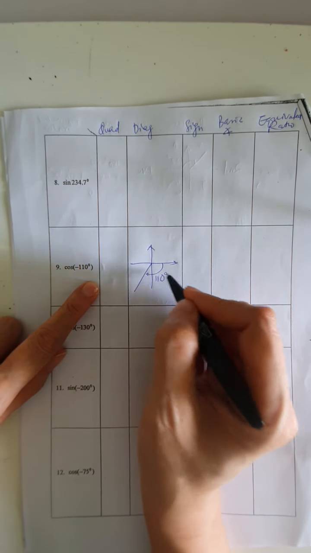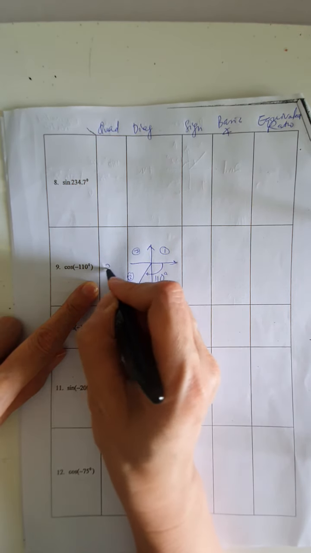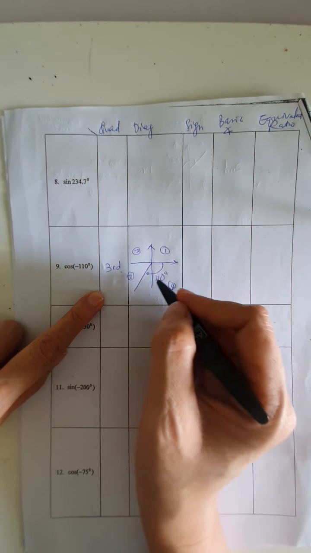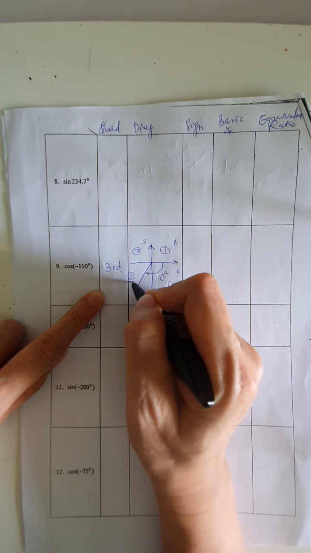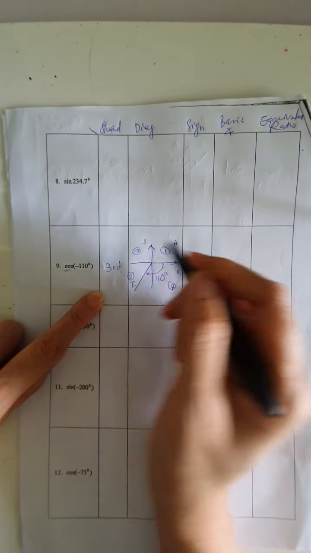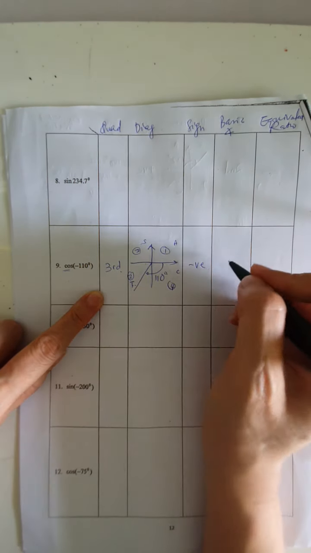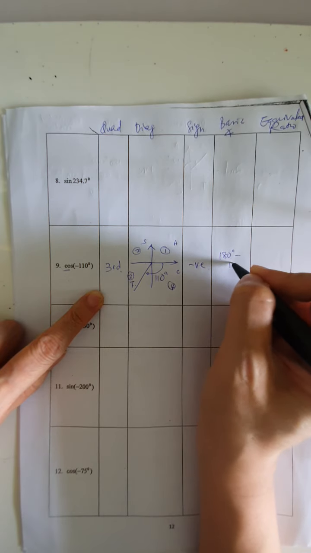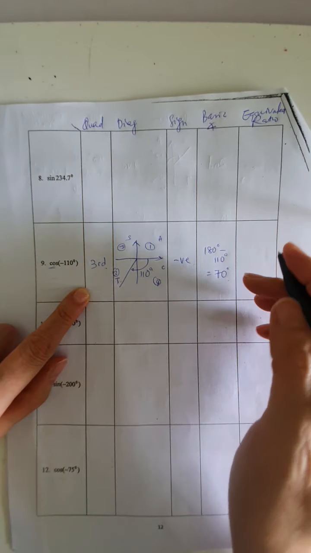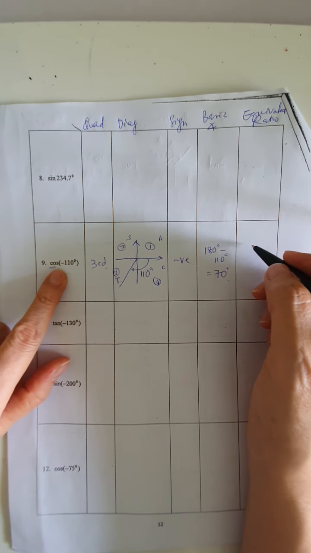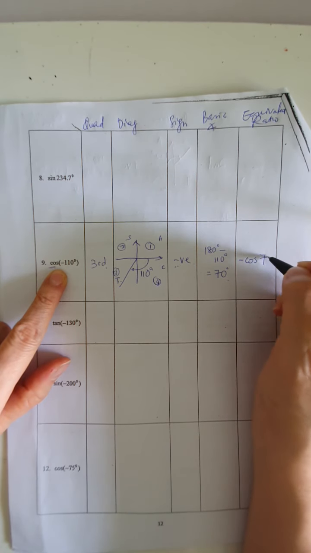So which quadrant? This is first, second, third, fourth. So this is my third quadrant. Which one is positive? CAST. Tangent is positive, so this is cosine, so it must be negative. What's the basic angle? 180 degrees minus 110 degrees. That gives me 70 degrees, so that's the basic angle. So cosine of a negative angle is the same as minus cosine of the basic angle.